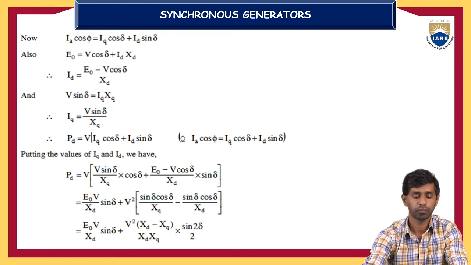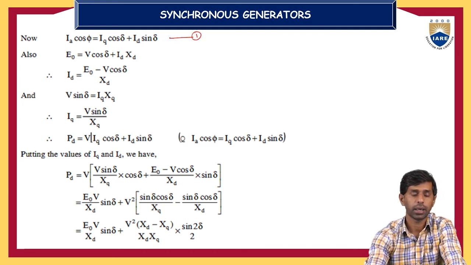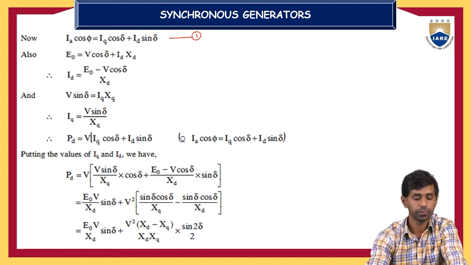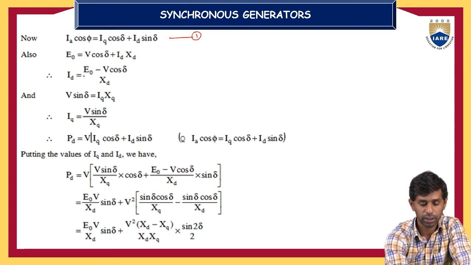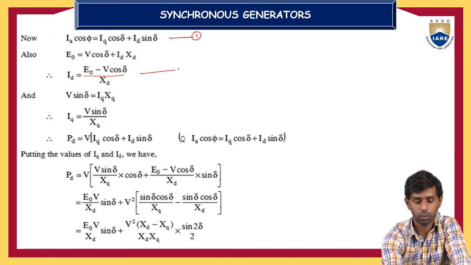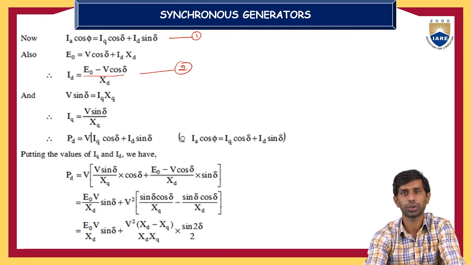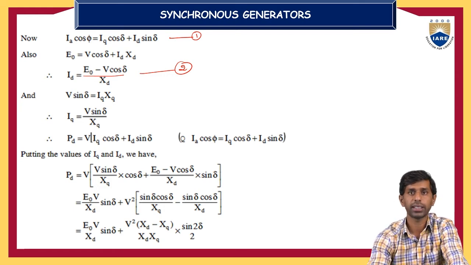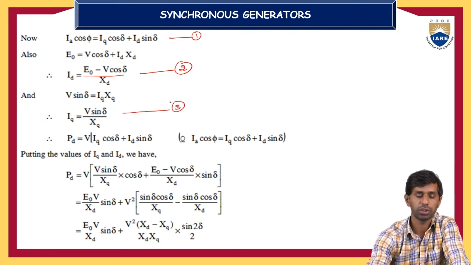Ia cos phi is equal to, let us say equation number 1, Iq cos delta plus Id sin delta, and E0 is equal to V cos delta plus Id Xd. From this you can write the expression for the direct axis component current Id, which is equal to E0 minus V cos delta by Xd, equation number 2. Similarly, you can write the expression for the quadrature axis current: V sin delta is equal to Iq Xq, and Iq is equal to V sin delta by Xq. Let us assume this is equation number 3.